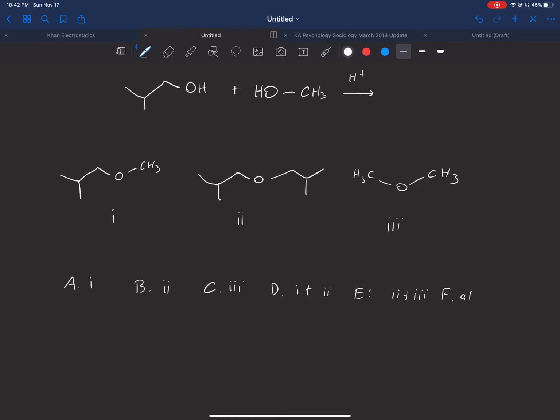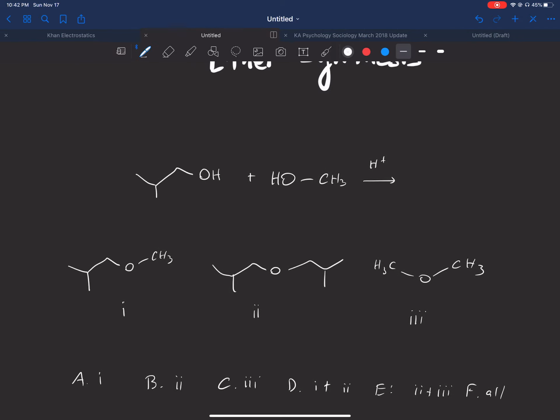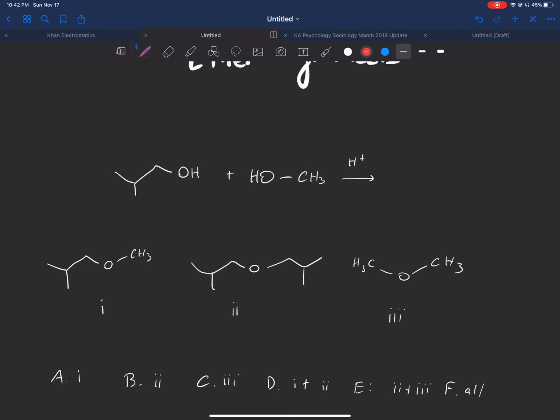And then the last choice was all. So what's the mechanism here? Okay, remember alcohols are somewhat basic, and we have a proton, right? So bases like to take protons.